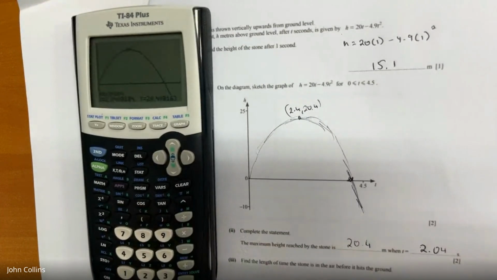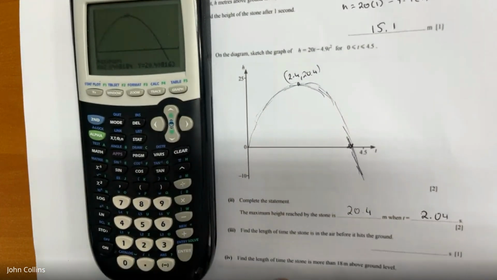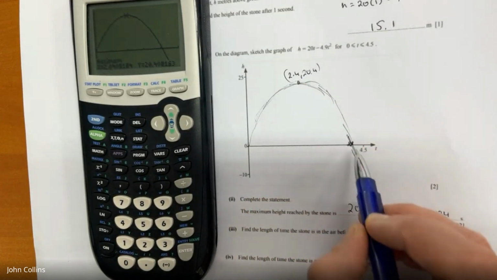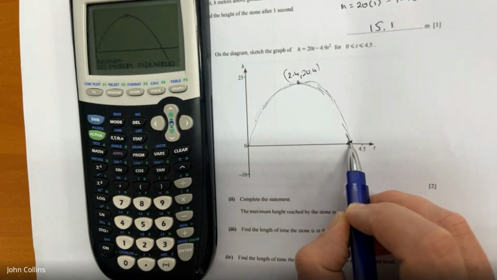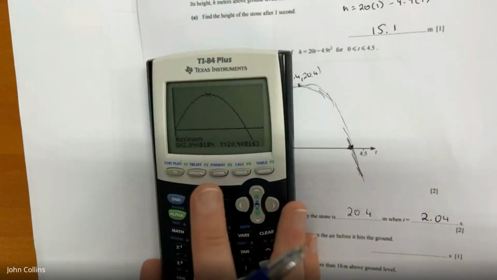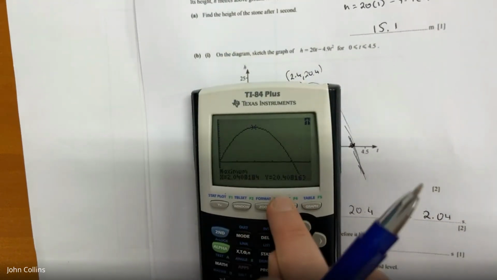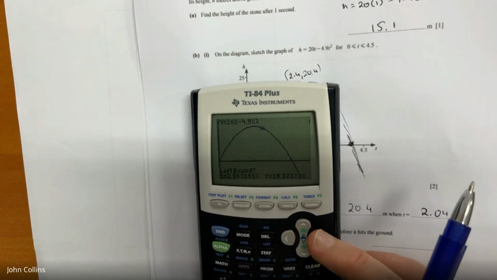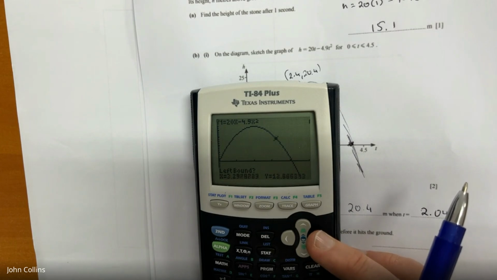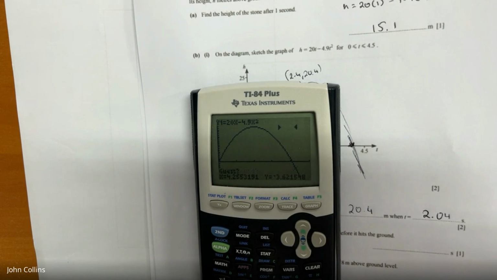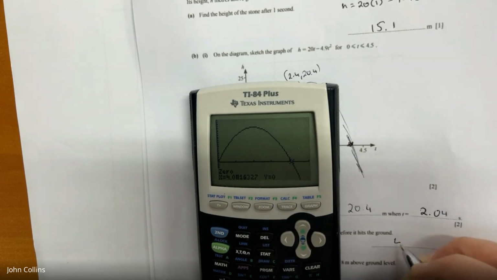Find the length of the time the stone is in the air before it hits the ground is the next. So this is the stone's path. It goes up, hits a high point, and goes down, hits the ground here. I think that'll be the ground level, 0. So I need to find where the 0 is. So second trace, find where the 0 is, or where it crosses the x-axis. It's going to be right down here. So I move my bounds down, press enter. On the left bound, go past it, press enter again. On the right bound, in between those two, the 0 is at 4.08.